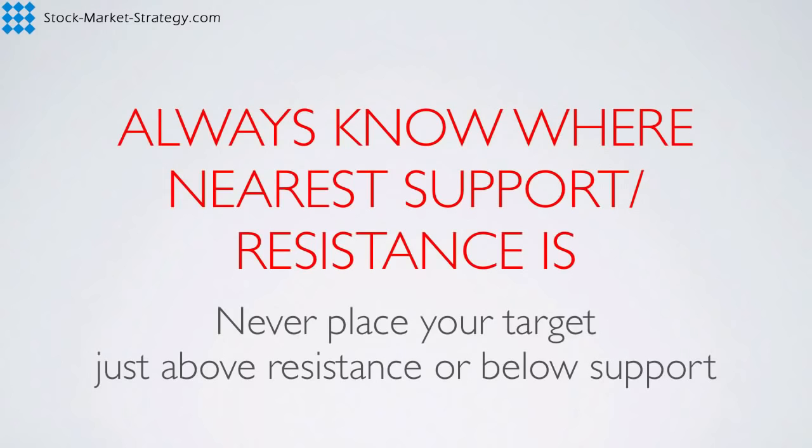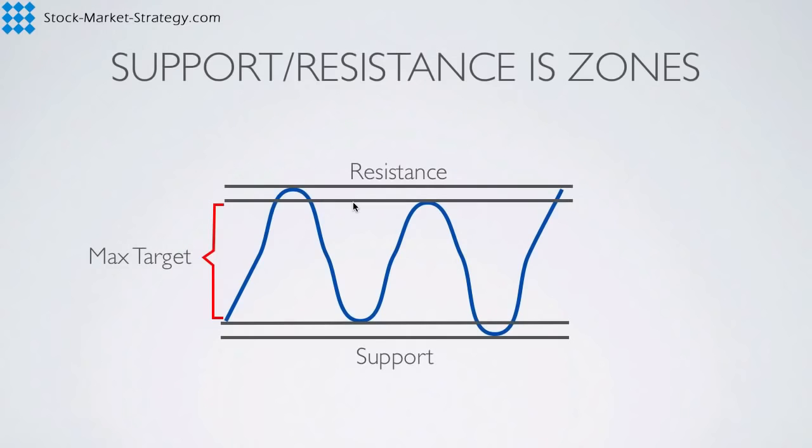That means that if you're looking at targeting 100 and there's resistance at 99.5, you might be better off placing your target just below that resistance, otherwise you might not get it. Always look to the left of your chart and make sure you know where the support resistance is so you place your target properly. Another advice is the support and resistance is a zone.